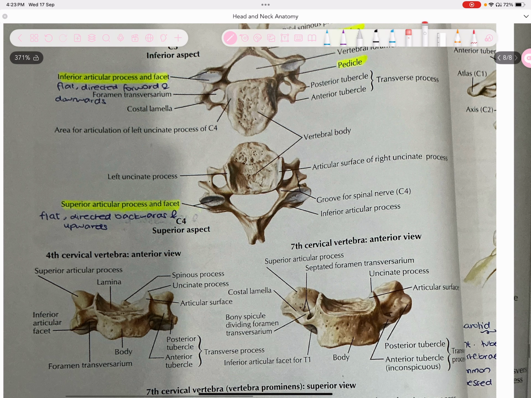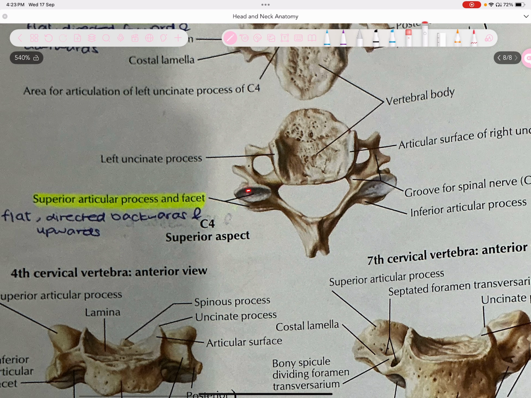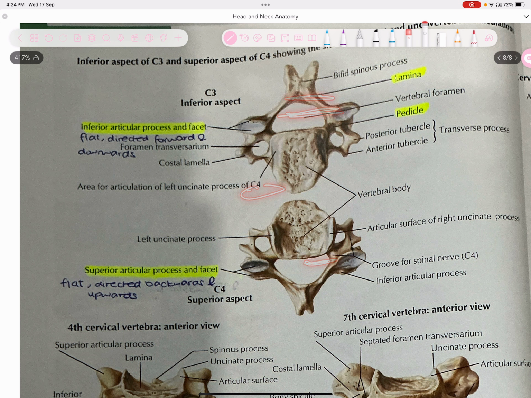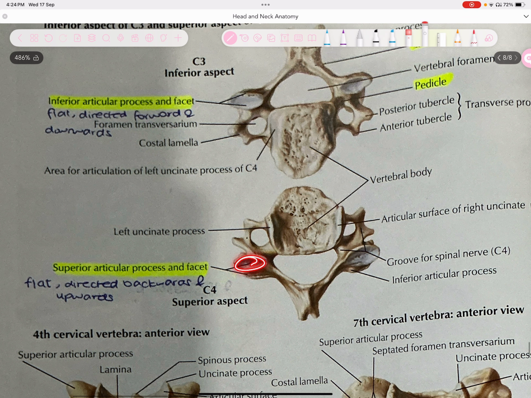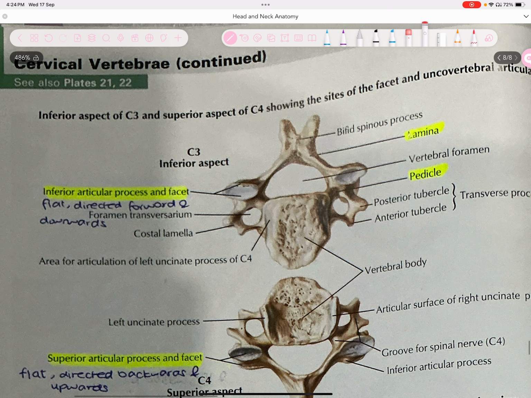So this is the inferior one, this is the superior one. So superior, this is the back portion, this is the anterior portion, this is the anterior portion, and this is the back portion. The spinous process points to the back. So they're saying that the superior articular process and facet is flat and it is directed backwards and upwards, right? Inferior articular facets are also flat, but they're directed forwards and downwards. This is a forward position.